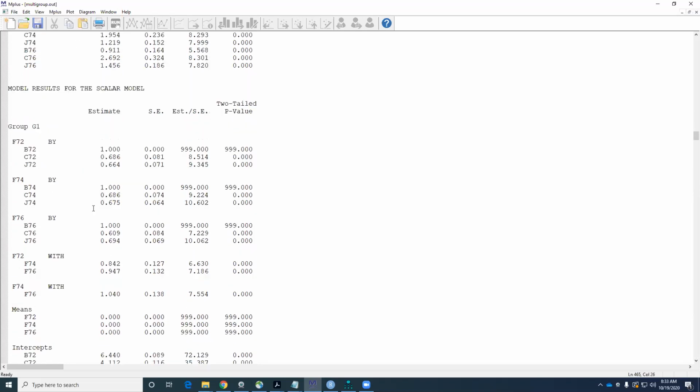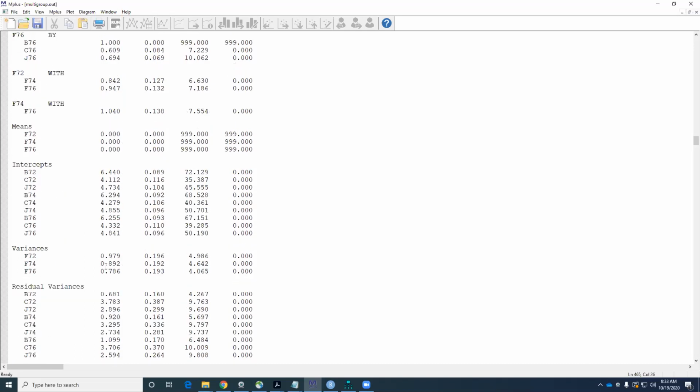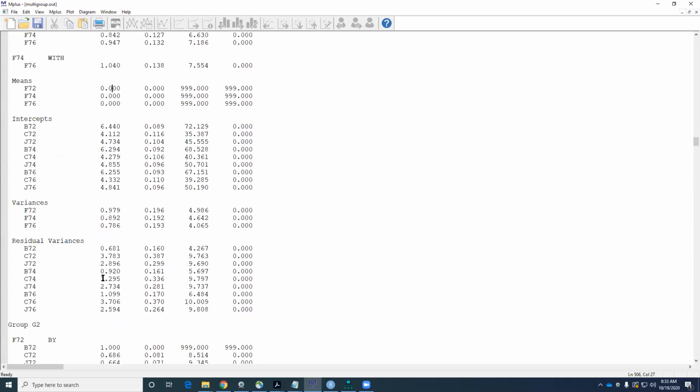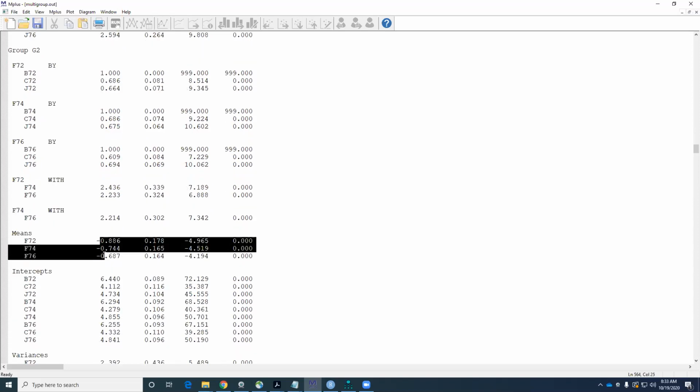The scalar model is our last one. Well, all of my loadings are going to be the same across the 2 groups. Notice that the mean in group 1 is 0, and my intercepts are freely estimated. And in group 2, the means are freely estimated. So that's a little bit like what I was showing you in Amos, that as we set it up, we can now say the means of my variables of the non-college group are significantly lower than the college group.